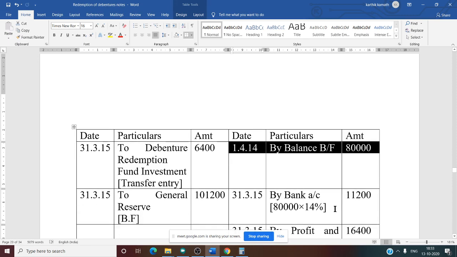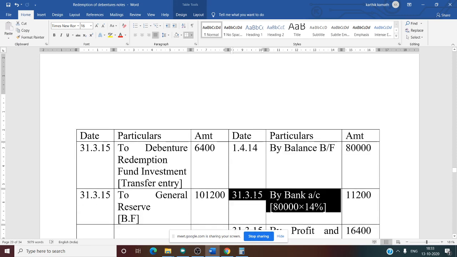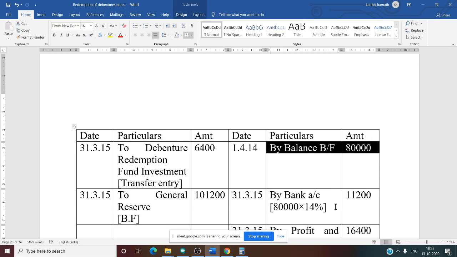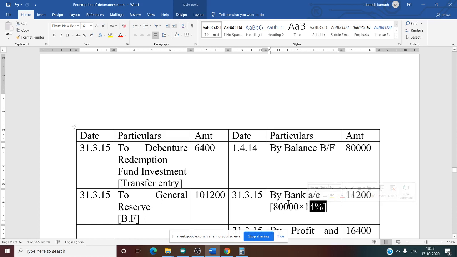Interest is there on the opening balance. Here we know the opening balance. Calculate interest. Rate of interest is 14%. How 14%? Because it is given in the question: SBI bond, State Bank of India bond, worth 14%. So on opening balance 80,000, take 14%. You will get that amount, that is 11,200.